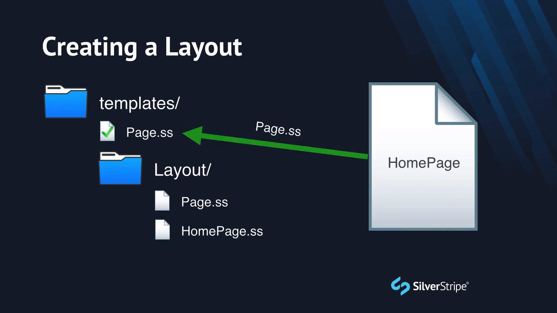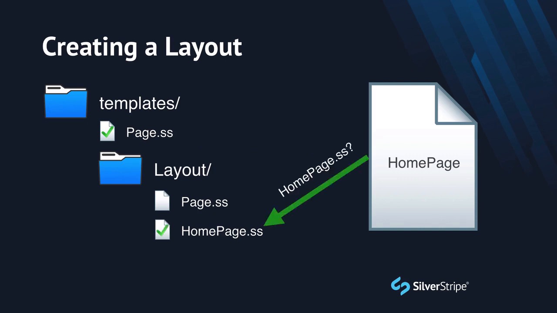and it uses that. Then the layout variable tells Silverstripe to look in the templates/Layout directory for a template that matches this page type. In this case, it does find HomePage.ss and it uses that. If it had not found HomePage.ss, it would chase up the ancestry tree once again and find Page.ss and use that as its fallback.